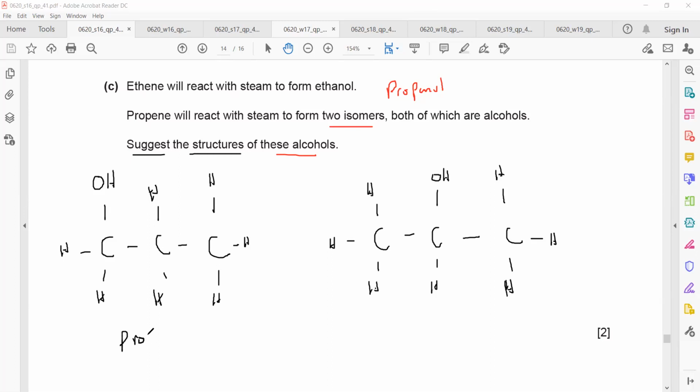This one is propan-1-ol and this one is propan-2-ol. Is it clear? The two isomers of propanol.